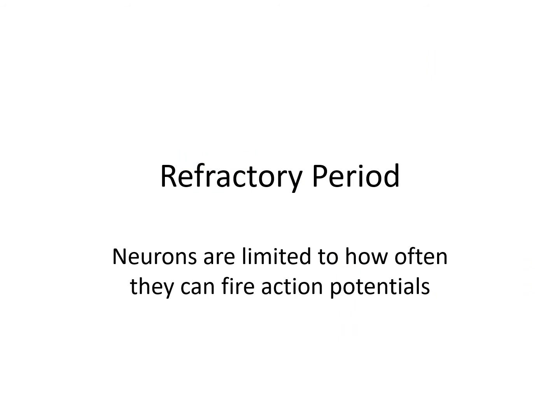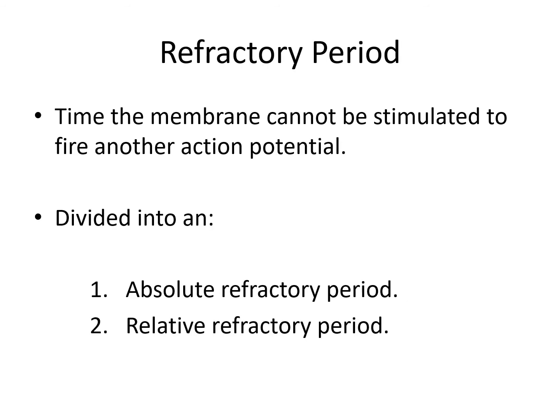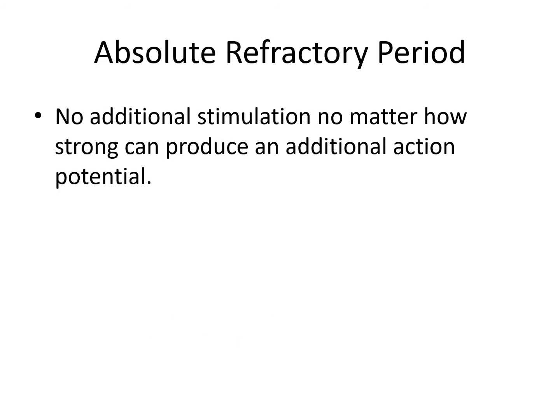Now, just like we had in cardiac muscle, nervous tissue also has a refractory period. And remember, our refractory period is when the cell is limited in how often it can fire an action potential. Okay? So the refractory period is the time the membrane cannot be stimulated to fire another action potential. And there are two parts to the refractory period. There's an absolute refractory period and a relative refractory period. Okay? Now, the absolute refractory period does not allow additional stimulation, no matter how strong, to produce an additional action potential. So no matter how strong it's stimulated, it will not produce another action potential during that absolute refractory period.